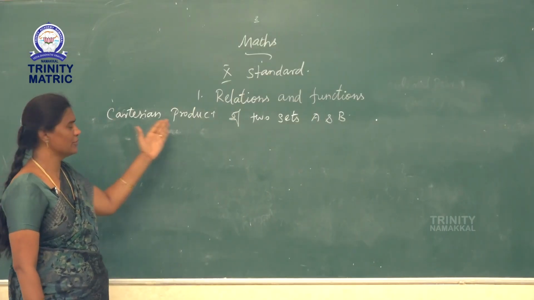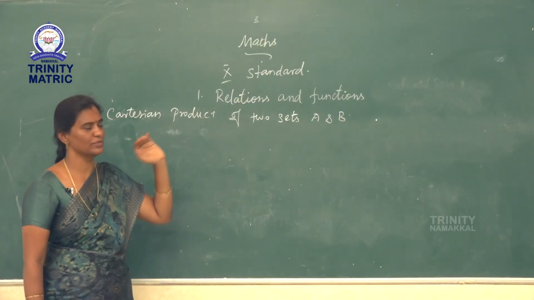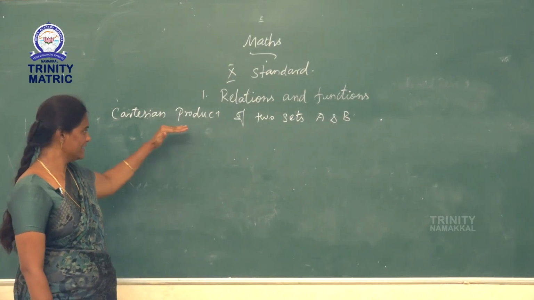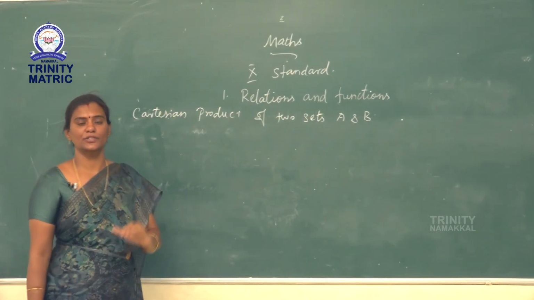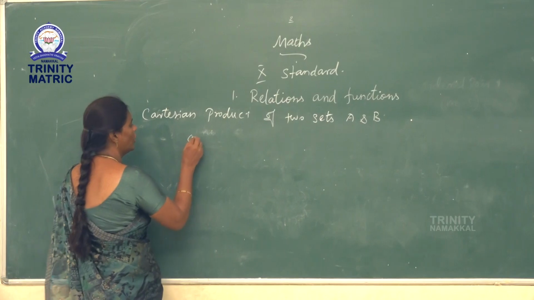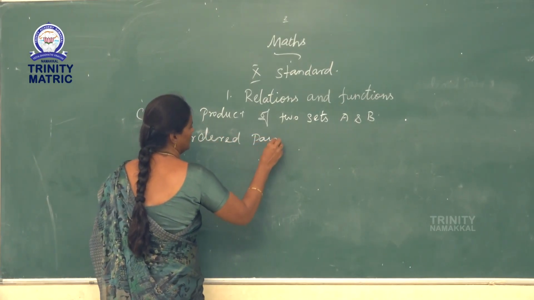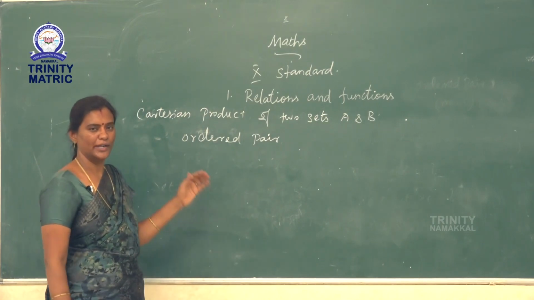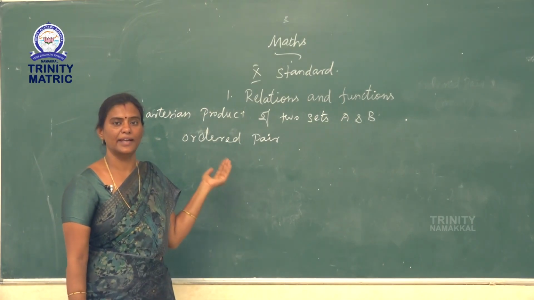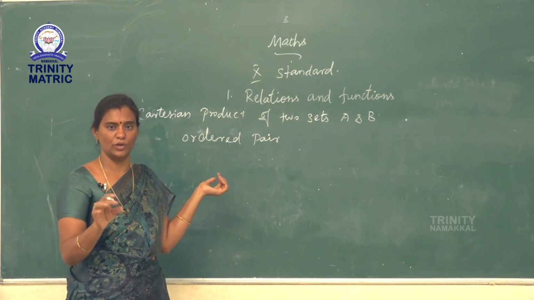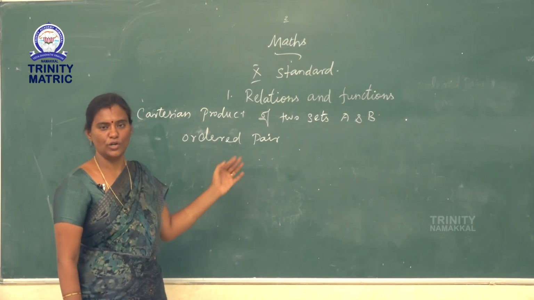Next, we are going to see the Cartesian product of two sets A and B. Now, to know about the Cartesian product, before that we need to know about the ordered pair. What is an ordered pair? An ordered pair is nothing but we write a pair of numbers in a particular order. Such a pair is called an ordered pair.